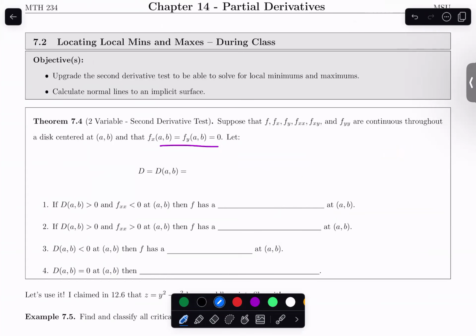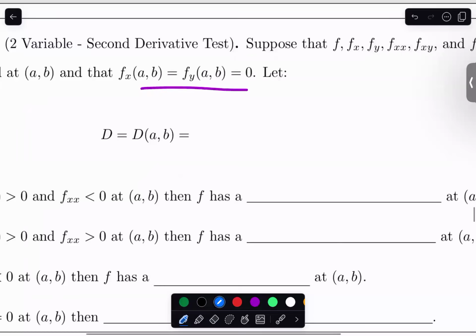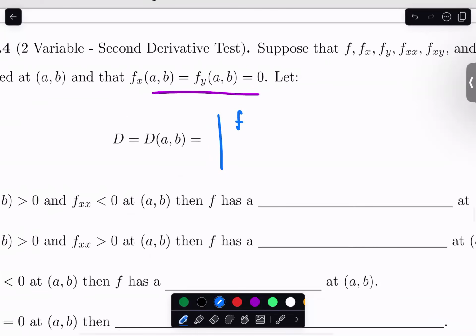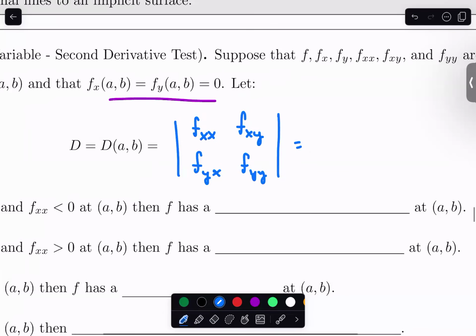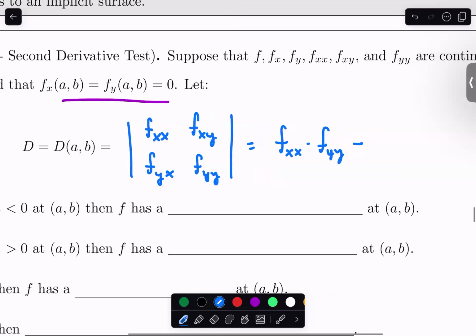And then this D value that I'd like to define here is going to be the determinant of the Hessian matrix. So the Hessian matrix looks like this. And it takes all of your second order partial derivatives. So first a derivative with respect to x 2 times, then with respect to x once, and then y once, and then y once, x once, and then both y's. Of course, we could calculate this out, right? The determinant looks like this. We have f sub xx times f sub yy. That's the first diagonal. And then we subtract away our second diagonal.